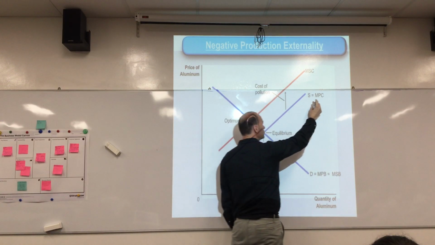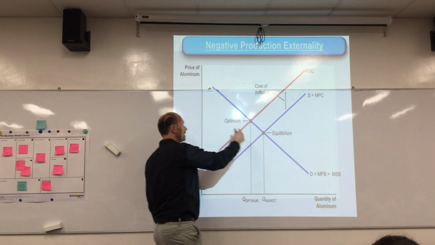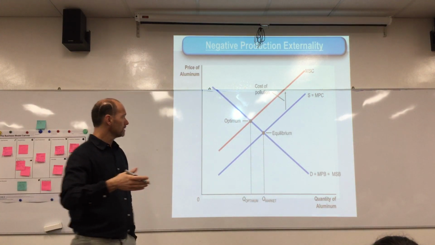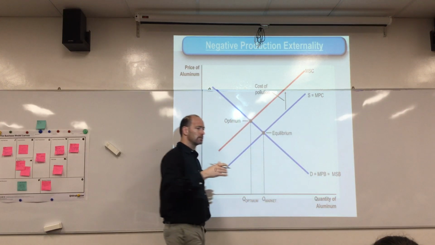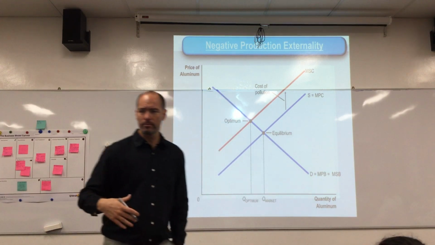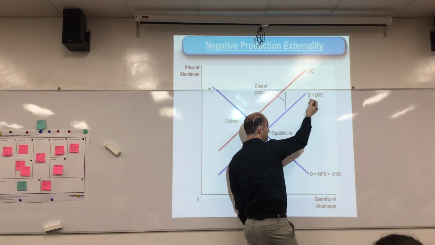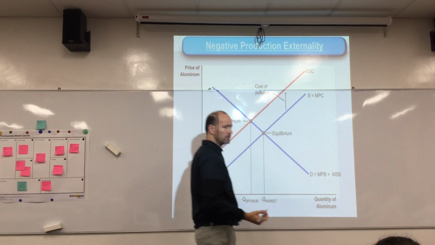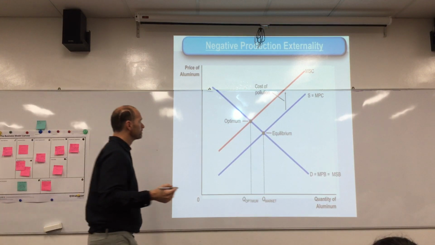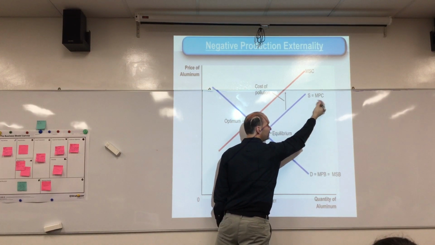The supply curve represents the marginal cost of producing aluminum for businesses, so the extra cost related to the production of one more unit of output. The demand curve represents the extra value derived from consumption of one more unit of the good. So this is essentially the marginal cost, and this is essentially the marginal benefit of one more unit of aluminum. You would say that this is the marginal private cost. That's what MPC stands for.